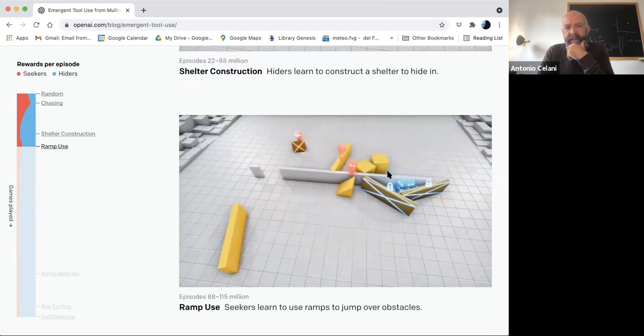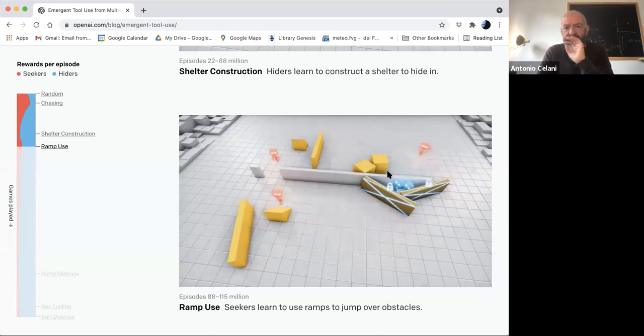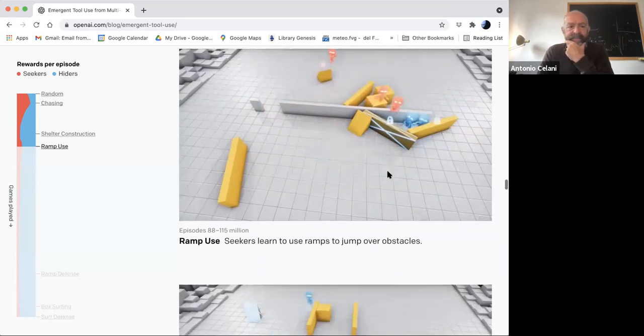Then again, the chasers learn to use a ramp to get inside. And you see that when they get inside, the hiders already realize that they are getting close, and then they try to escape, but to no avail. Here there are 3 seekers and 2 hiders, okay? So you see that the setting has changed in terms of players.